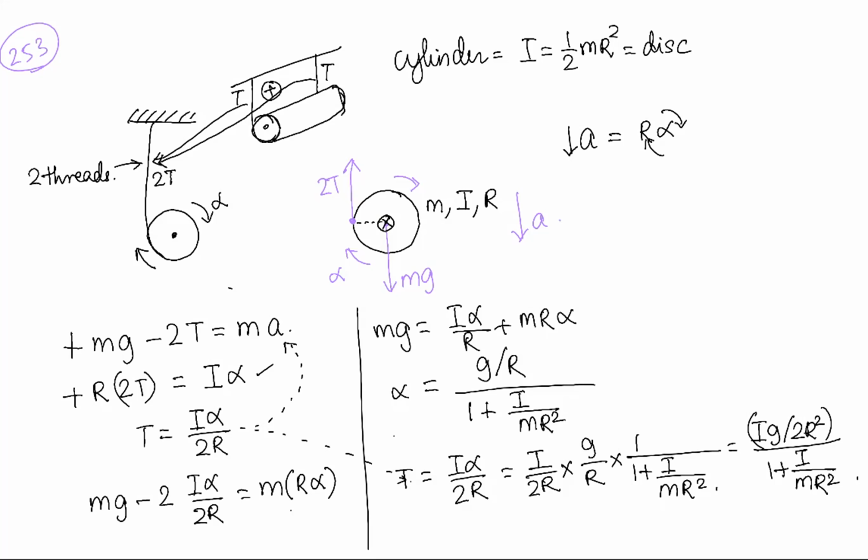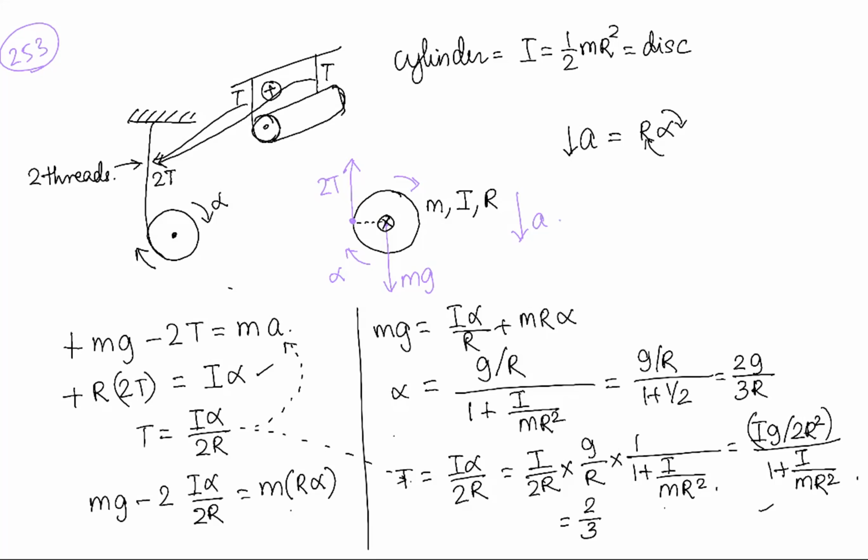Now you can see that I is equal to half mr square. So wherever you have I by mr square, you can just directly substitute 1 by 2 over there. So this will become g by r divided by 1 plus 1 by 2. So 1 plus 1 by 2 is 3 by 2. So when it goes up, it is going to become 2 by 3, 2g by 3r. Same thing will happen over here also. So I is equal to half mr square. ठीक है, I is equal to half mr square. So 1 plus half is equal to 3 by 2.